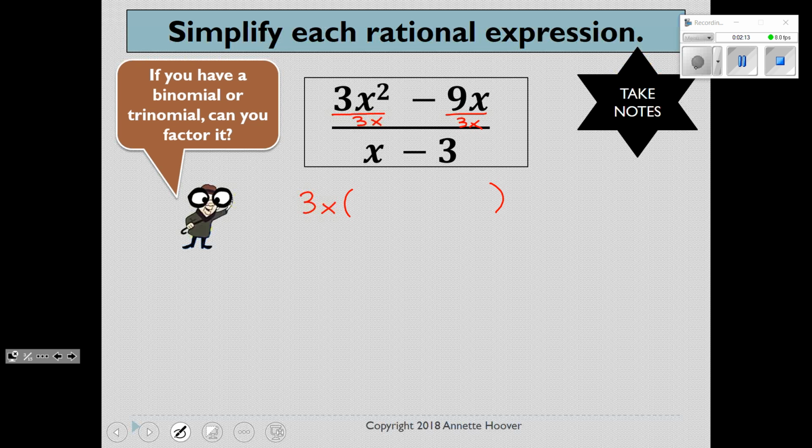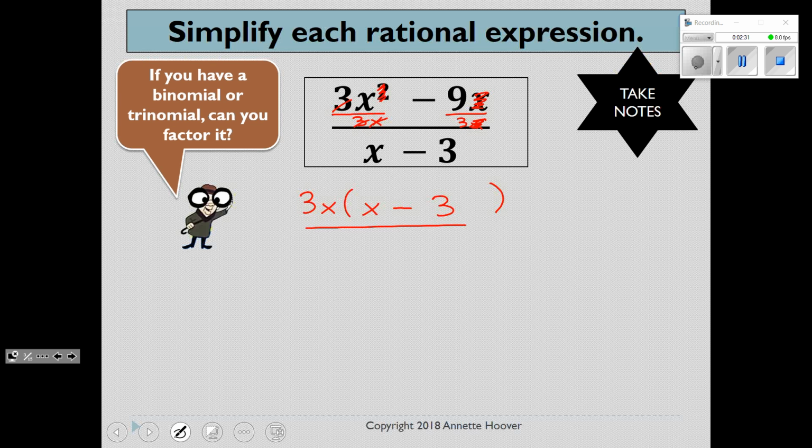3x squared divided by 3x, the 3's cancel out. This 1x cancels out 1x up here. We're just left with x minus 9 divided by 3. The x's cancel each other out, and we just have 9 divided by 3, which is 3. So that's what the top looks like when we factor it.